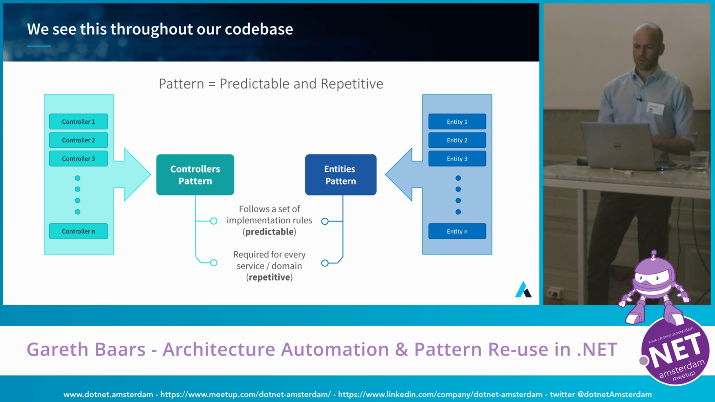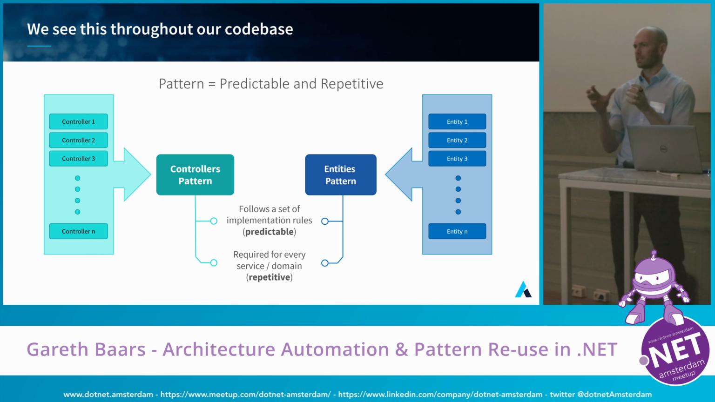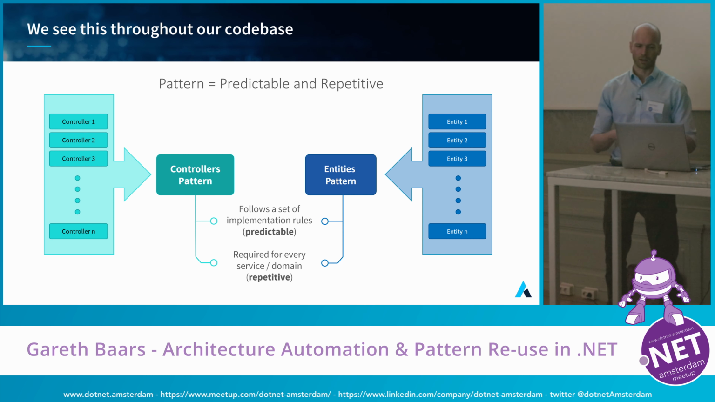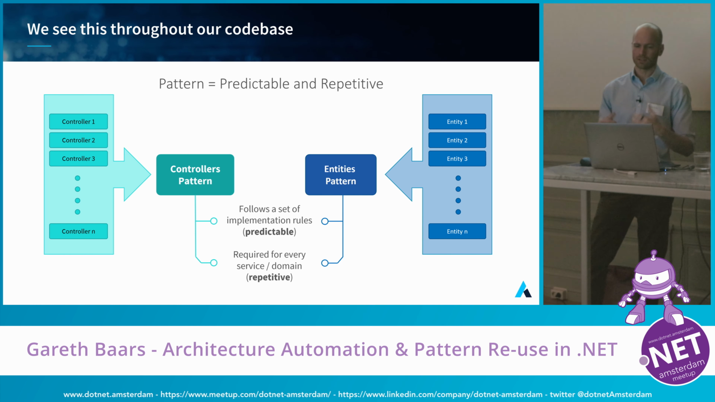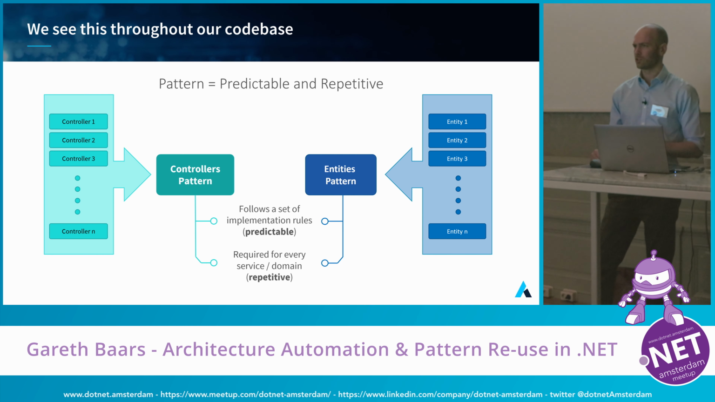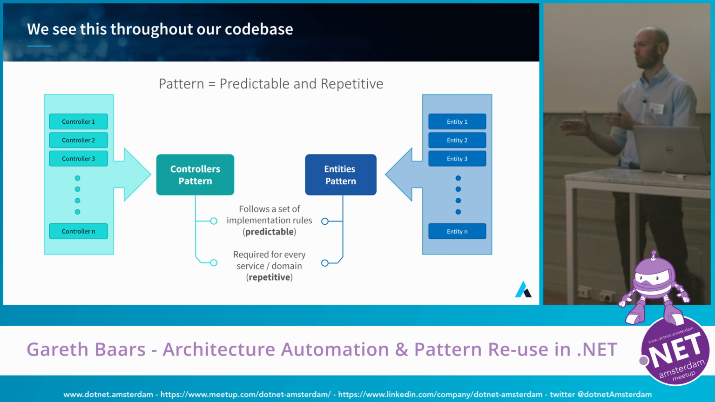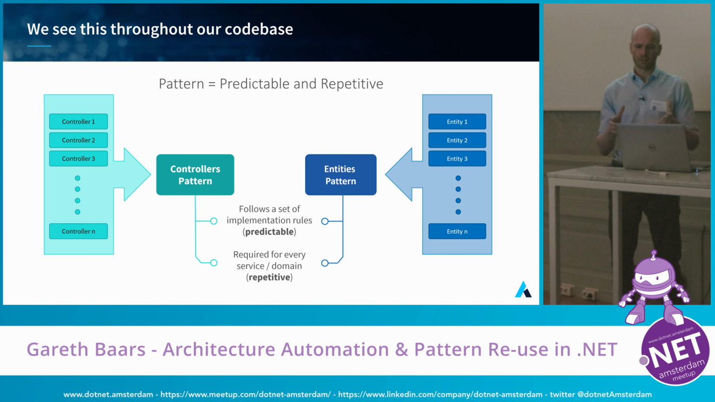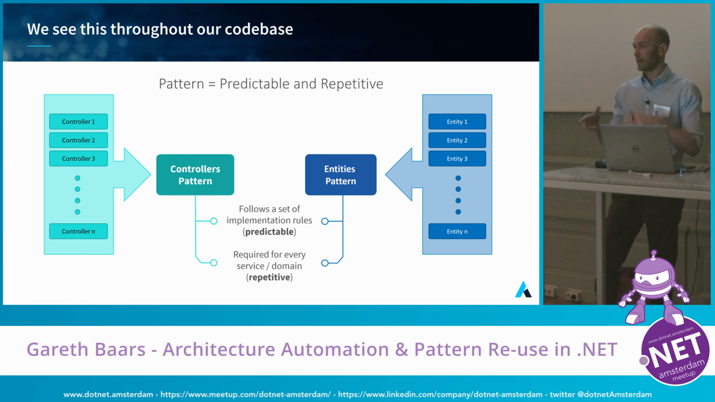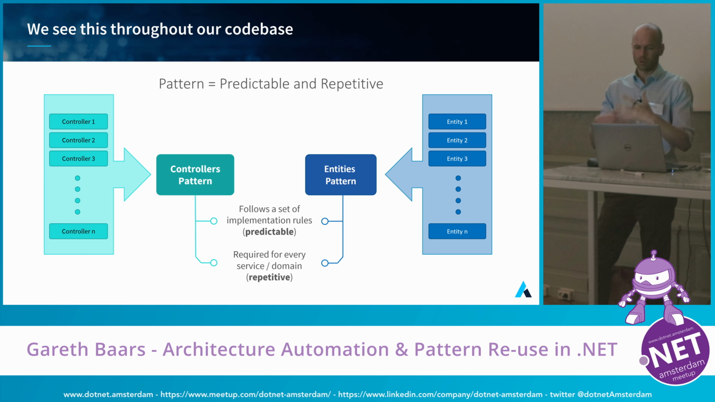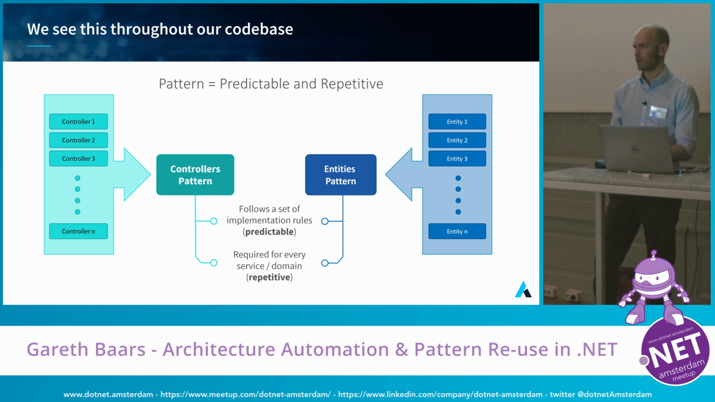When we take a look at this and we break it down into a criteria, essentially what we're going to realize is that these patterns follow a set of implementation rules. This is what makes them predictable. And they are required for every service domain in this example, or for whatever part of the system we want to build. So they are repetitive.